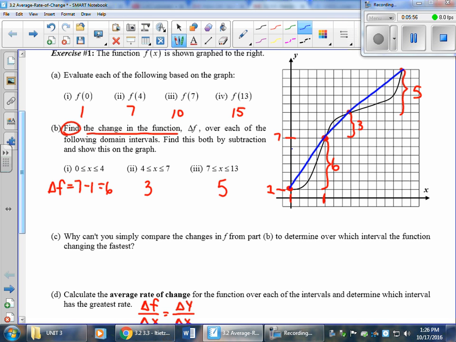Let me just remind you, this one was 3/2: up 3, over 2, up 3, over 2. This one was a slope of 1, because we went up 1, over 1, up 1, over 1, up 1, over 1. And the last one was 5 over 6, because we went up 5, 1, 2, 3, 4, 5, and over 6 to get to this one. So this one was up 3 over 2, up 3 over 2.